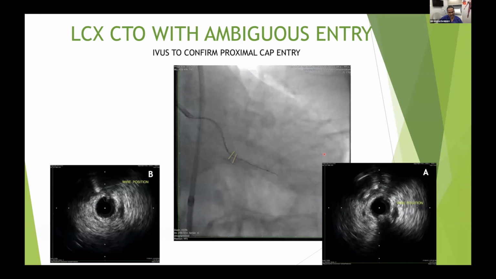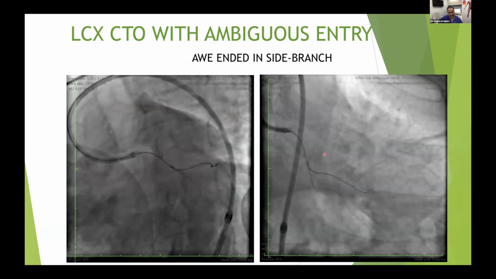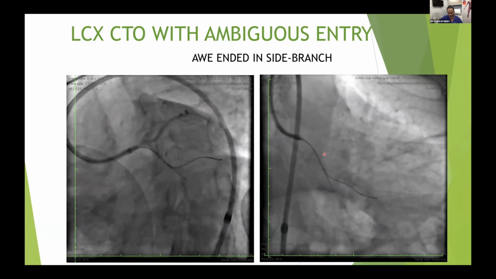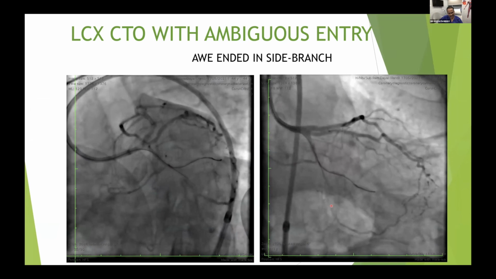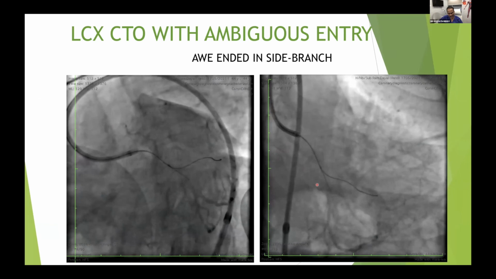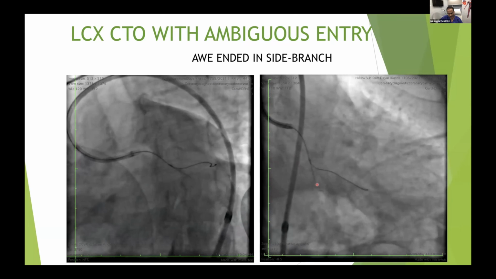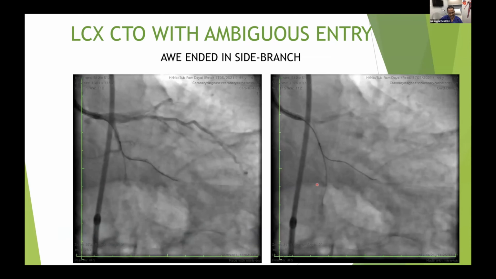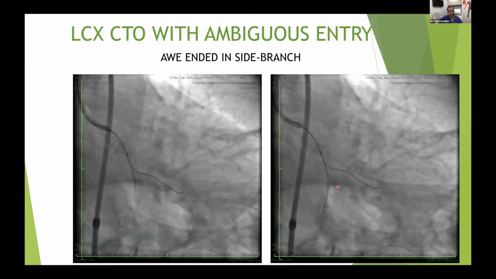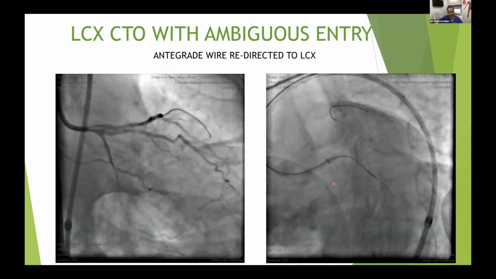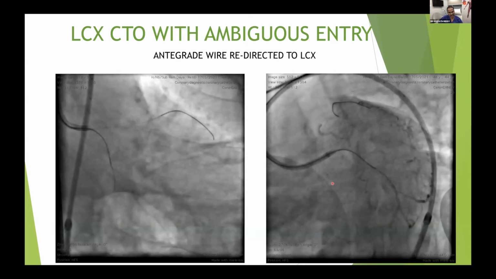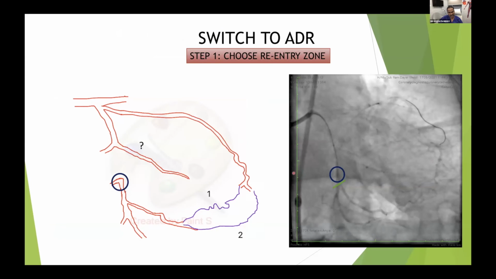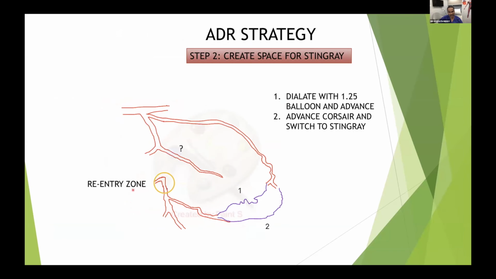And subsequently the wire remained in subintimal zone and it went into a branch. And we redirected the wire into the main vessel. You can see this is in the branch. I redirected wire into the main vessel, and it remained in subintimal. And at this juncture, we decided to go ahead with a re-entry. So this is the clear re-entry zone, which is quite visible.